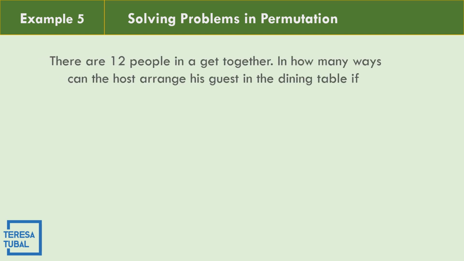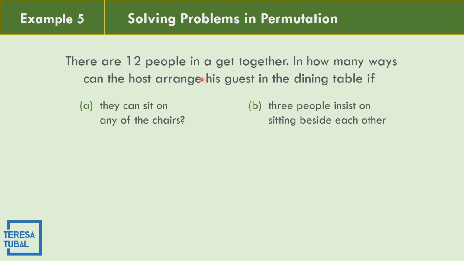How about example number 5? There are 12 people in a get-together. In how many ways can the host arrange his guests at the dining table if they can sit on any of the chairs? And letter B, 3 people insist on sitting beside each other. Let us first solve letter A. They can sit on any of the chairs. So the formula is a circular permutation because that is a dining table.